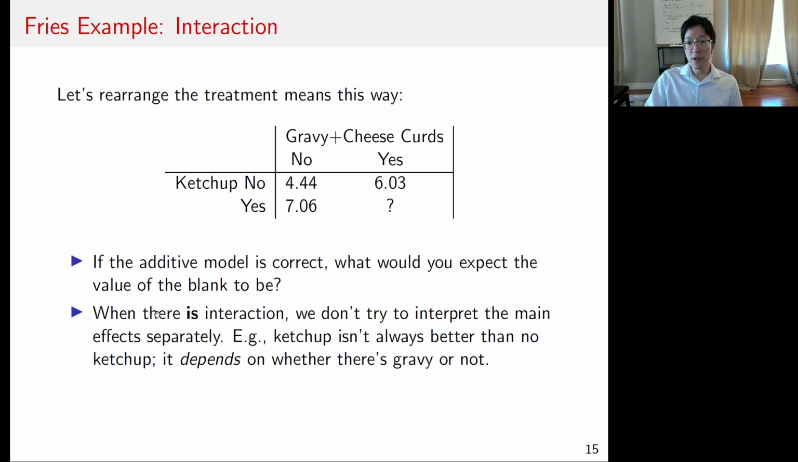All right, so when there is interaction, then it's not as simple to interpret the main effects, because in the numbers I actually made up for this example, the effect of gravy depends on whether there's ketchup or not. And so that's when there is interaction, and it's not as simple as taking the additive effect and interpreting separate additive effects.